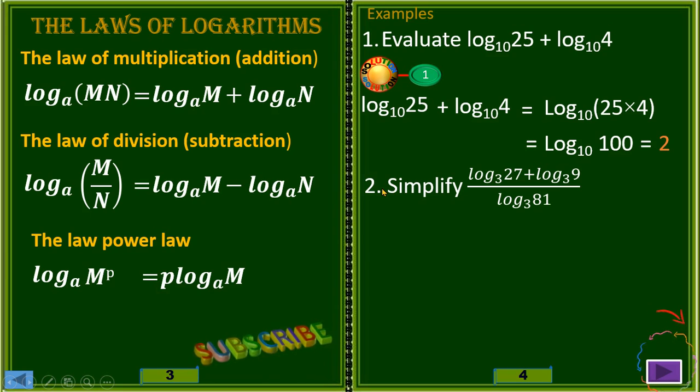Then number 2, we're asked to simplify log 27 base 3 plus log 9 base 3, all divided by log 81 base 3. The numerator here is the addition law of logarithm. So we can also change it to the law of multiplication by multiplying 27 and 9. So let's solve that together.